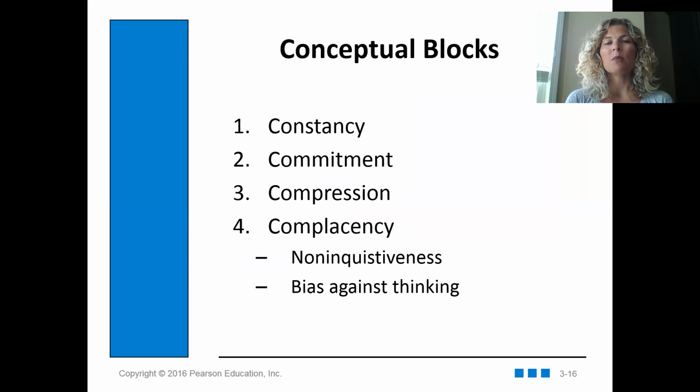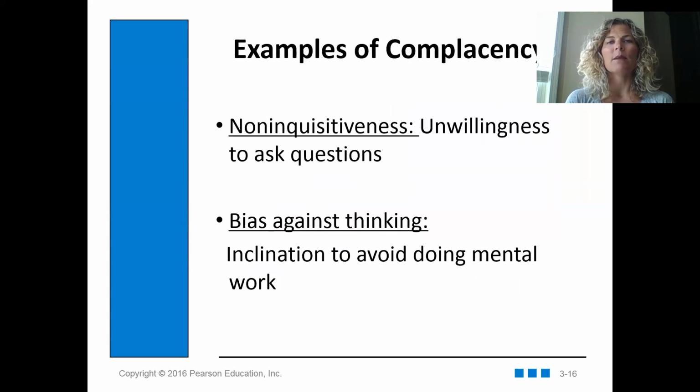The last conceptual block is complacency. Again, two examples go along with complacency. The first one is unwillingness to ask questions. As we get older, for some reason, we don't ask a lot of questions. We're afraid of what our peers might think if we ask a question, and that might indicate that we're not as knowledgeable as them, because if I ask the question, that must mean I don't know the answer, and everybody else knows the answer, and so instead I just don't ask the question.